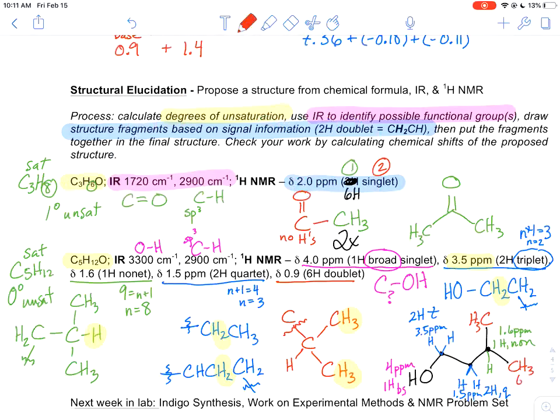And our final one, just to confirm that we have everyone together, these are our CH3 groups. This is our 6 hydrogen doublet. Those 2 are equivalent, and the chemical shift is pretty low. It's centered at about 0.9.